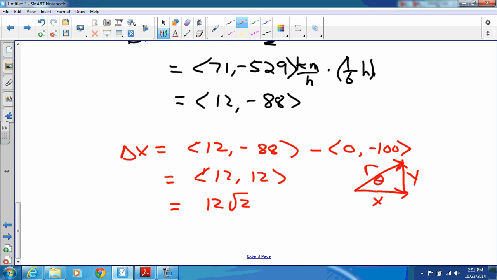Why? Because that's the more accurate form. What kind of triangle do I have here? A 45, 45, 90 right triangle, and therefore this guy is 12 root 2, which is 16 point something. So he's 17 kilometers off course after only 10 minutes.